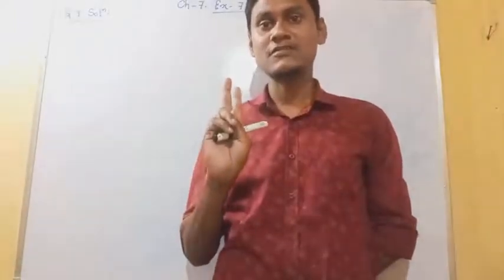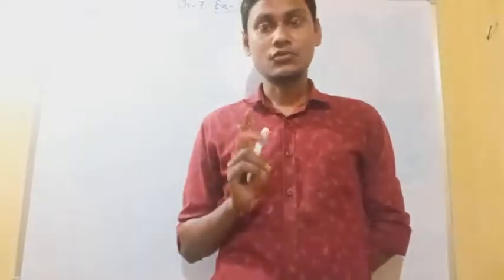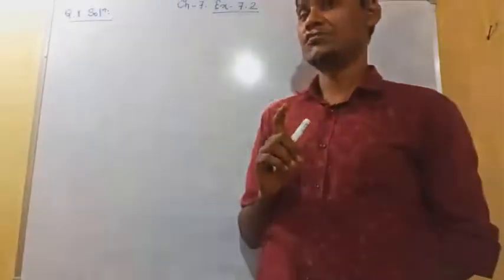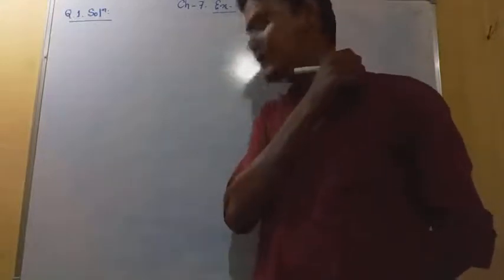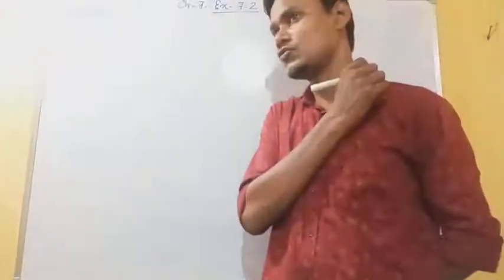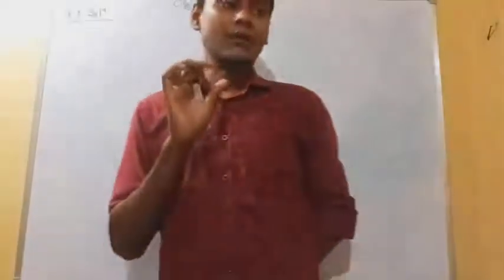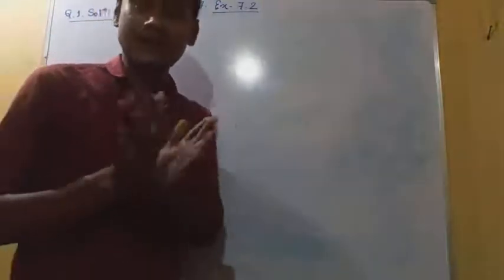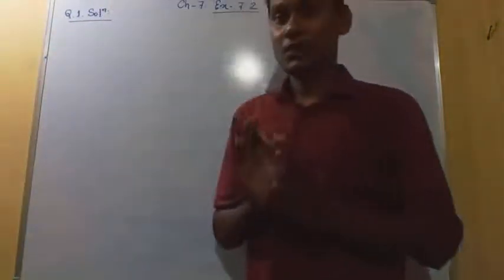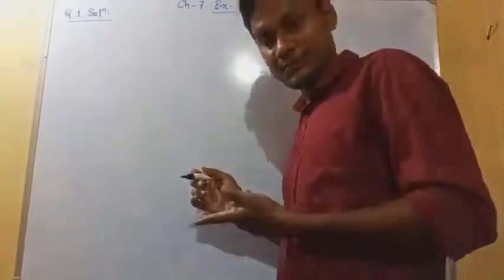Today we are going to discuss questions from exercise number 7.2. The very first question we are going to talk about at the beginning. Before going to that particular question, I want to tell you people a few things. All of you are familiar with angle bisector, as we discussed in the theorem itself.